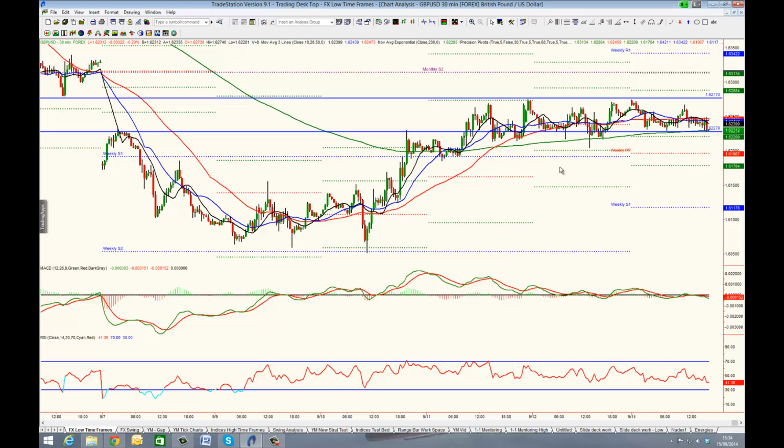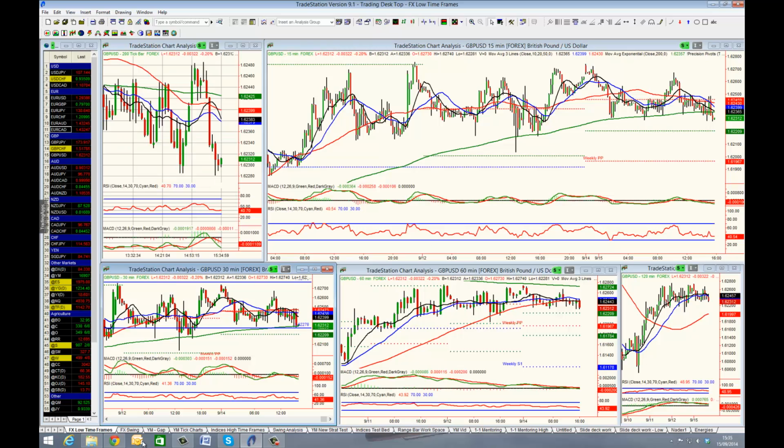As I say, I started to look at cable back last week and started looking for shorting opportunities last week. It just puts this market on my watch list, which means that I can keep a close eye on this one for opportunities. And here I've got a setup which I'm stalking at the moment to the short side. Now there's a few others.